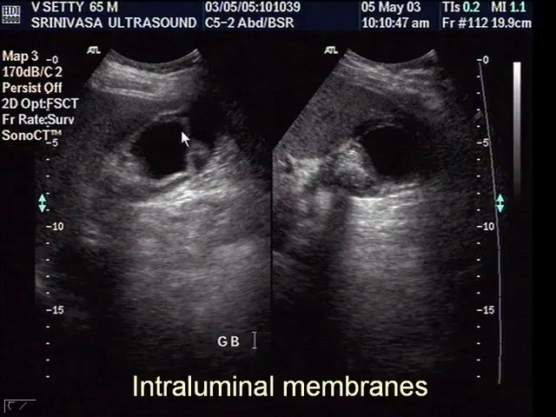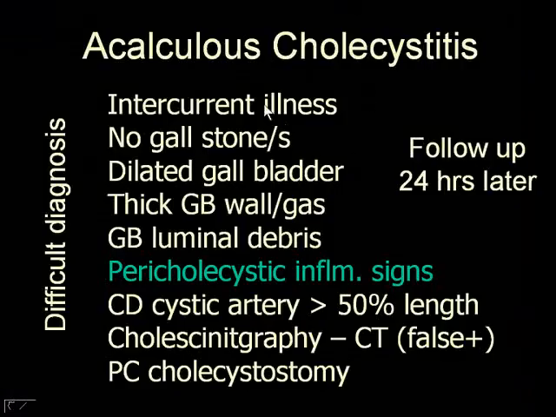When you have intra-gallbladder membranes, that again means there is gangrene. The mucosa has sloughed off. It is floating in the gallbladder, and that's no good, and that's the impacted stone out there.